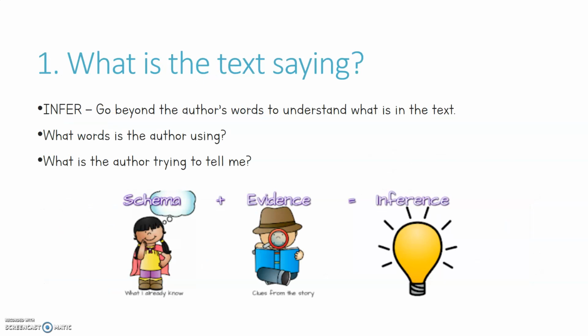So number 1 was, what is the text saying? The first thing that we need to do is infer. Remember, an inference is when we take our schema, what we already know, plus our evidence, the clues from the story, to make our inference. So an inference is going beyond the author's words to understand what is in the text. So we do that by seeing what words the author is using and what the author is trying to tell me.